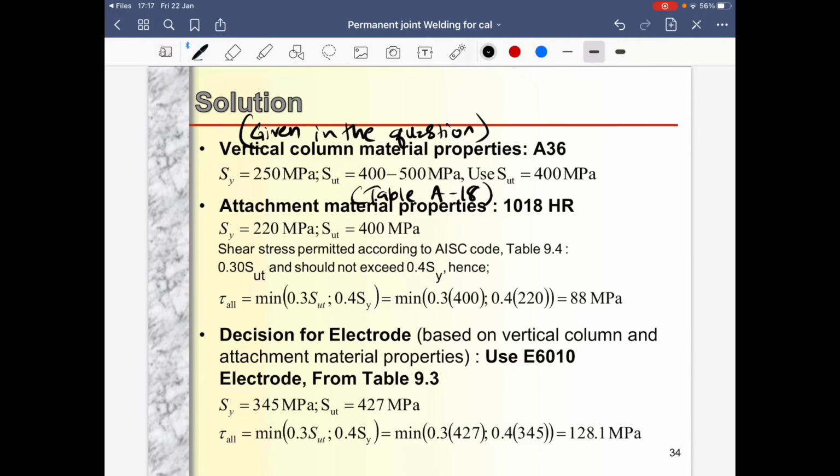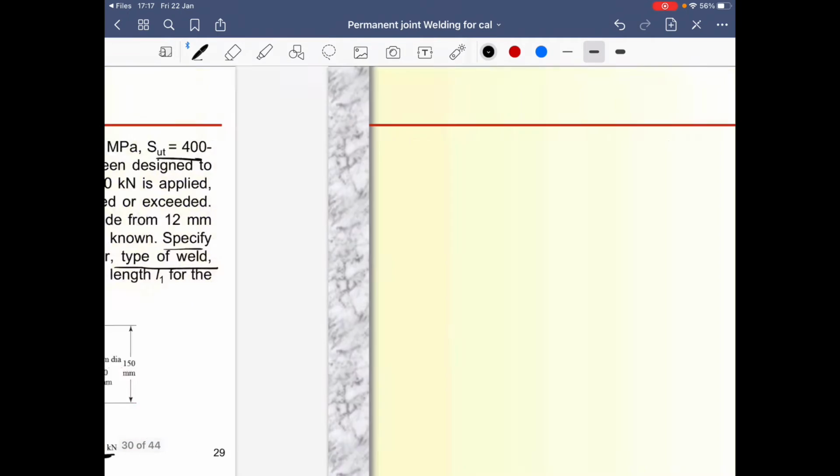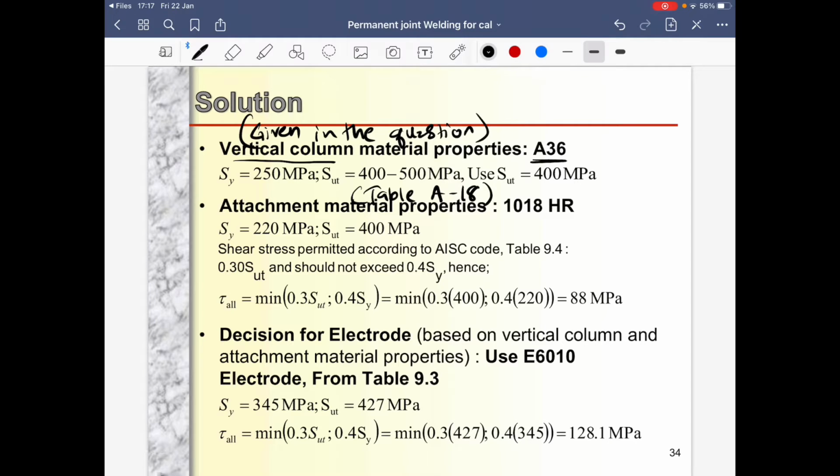Okay, for the solution, because it is mostly text, I just use the text in the slide. For the solution, we have exactly like my previous video. We have to give all the material properties of the weldment parts, the weldment members. Firstly, the column. So which one? The column, this is the column A36, given in the question, the material properties.